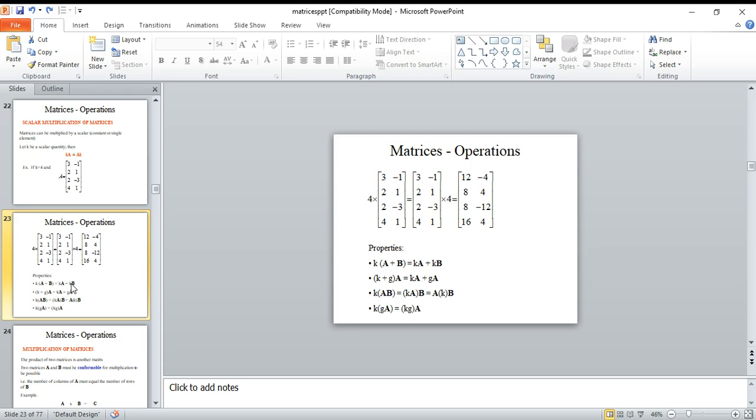Properties: k into (A plus B) equals kA plus kB. (k plus g) of A equals kA plus gA. Here A is the matrix, and k and g are constants. K into AB equals (kA) into B, or A into (kB). You can put k in any place because it multiplies all elements in that matrix. There is no change in that. K into g equals kg into A.